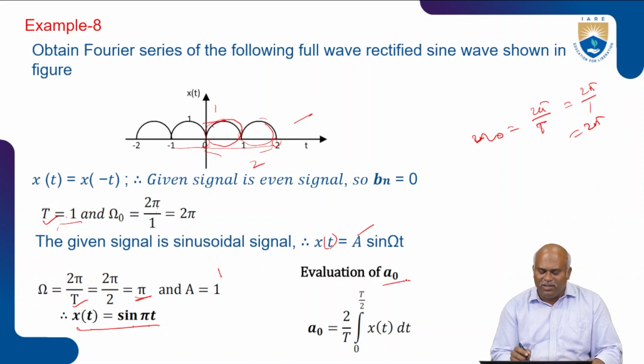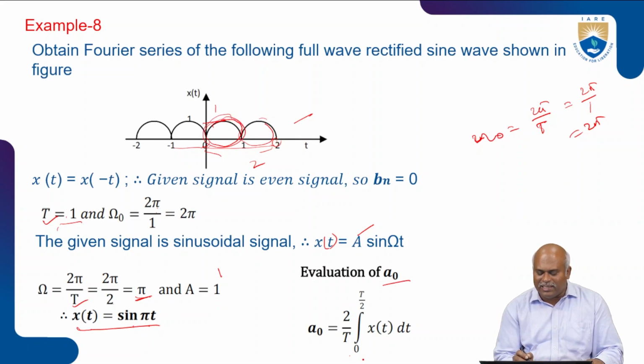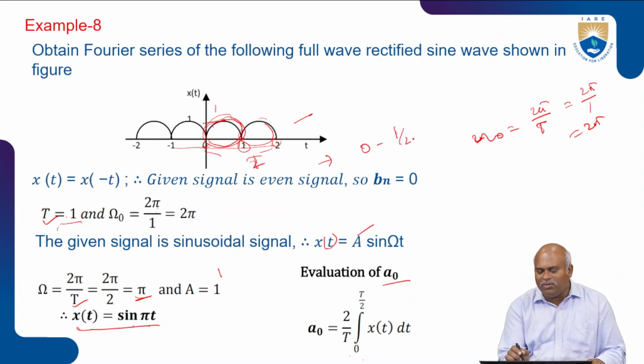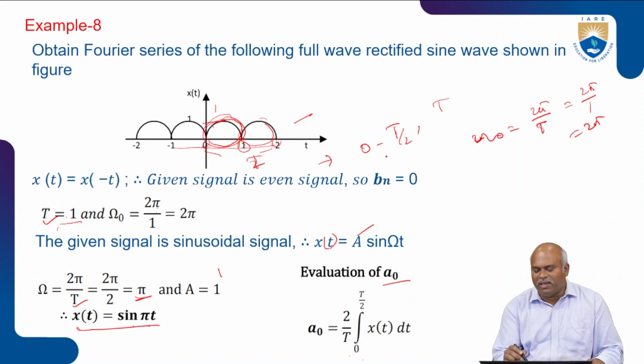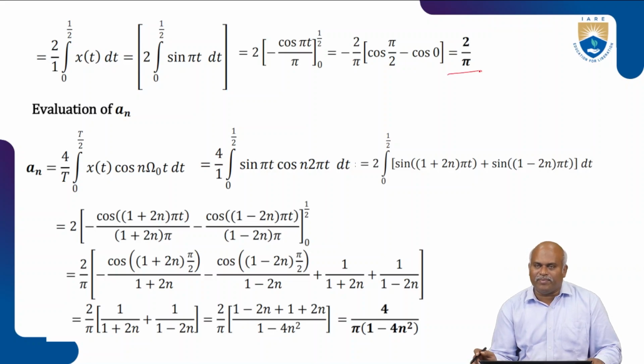a0 is equal to, since we have taken only the half cycle, 2 by T integration of 0 to T by 2. This interval totally is represented as T. Then I write 0 to T by 2, then T by 2 to T. This interval we take 0 to T by 2, x of t dt. Now we can integrate and substitute the value. Finally we got a0 is equal to 2 by pi.